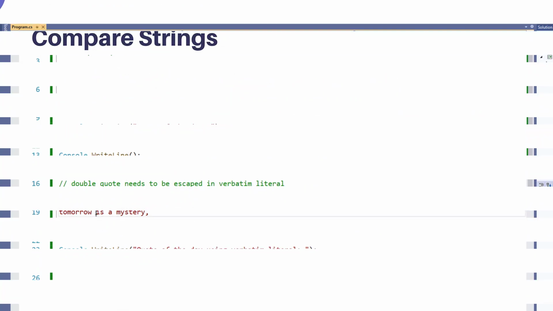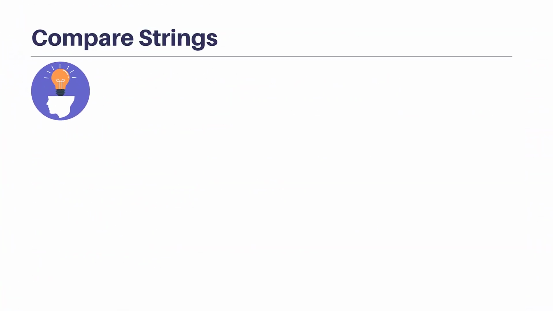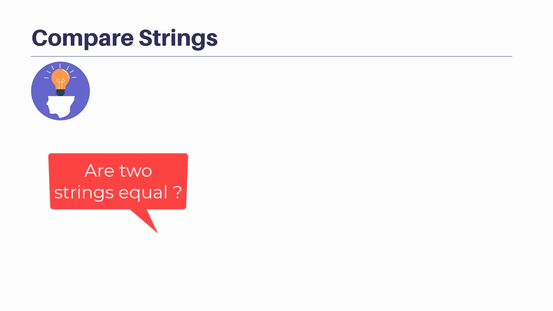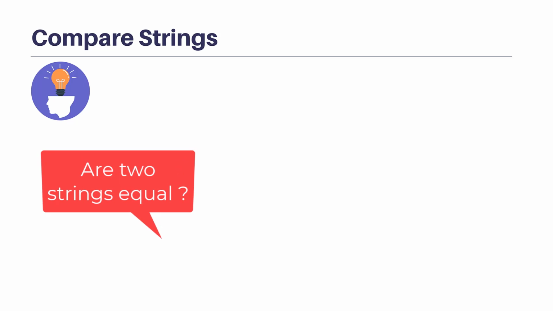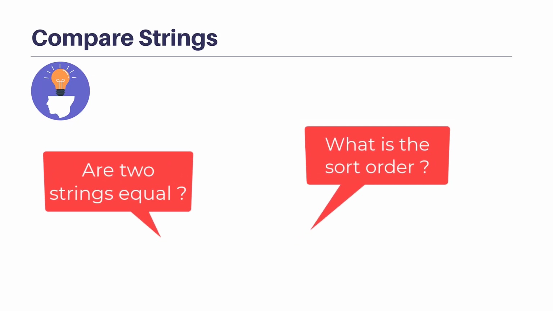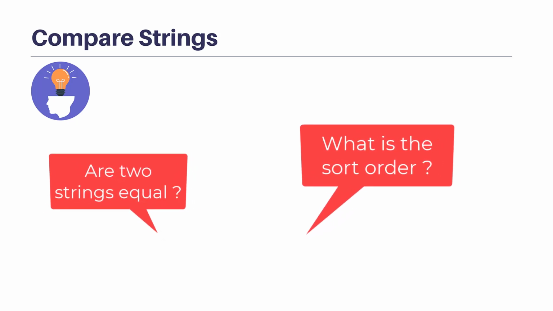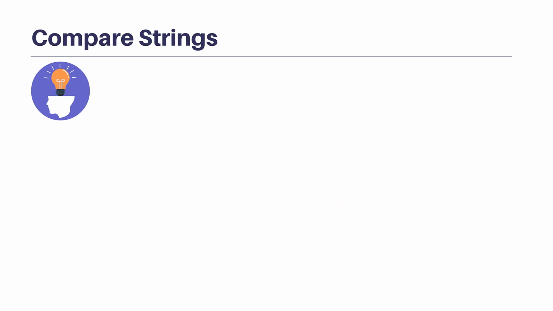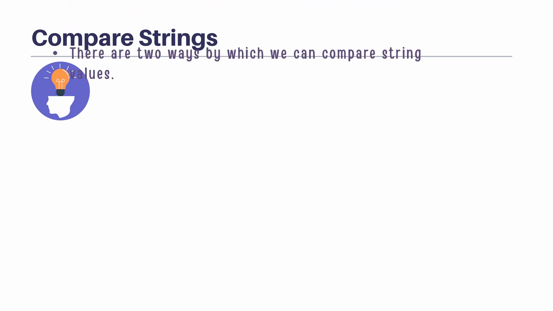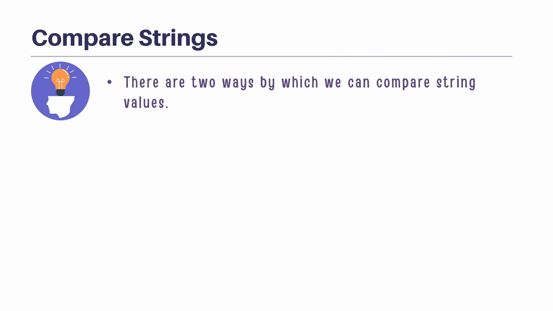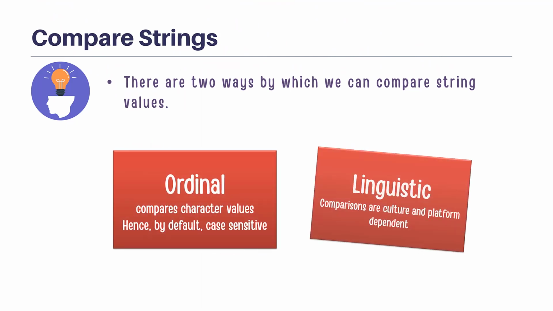Let's move on. Generally, strings are compared to answer one of these two questions. The first question is, are these two strings equal? And if you have multiple strings, then another question may be, in what sort order should these strings be placed when sorting them? The answers to these two questions are not simple. There are many factors that affect string comparisons. The first important factor is which kind of comparison we want to apply. We can choose either ordinal or linguistic comparison.